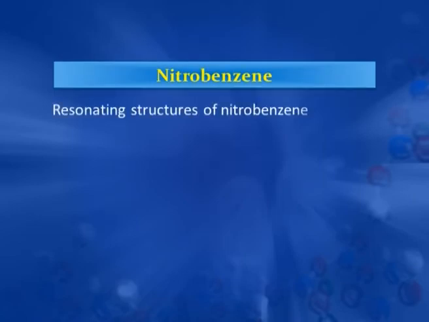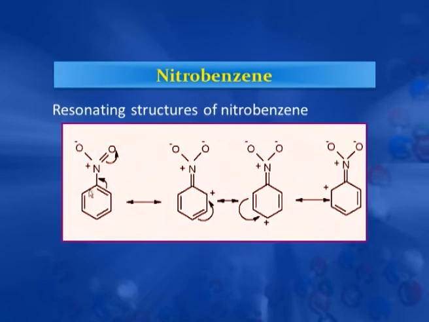Now, the next case is nitrobenzene. Here the nitro group is attached to the benzene ring. If we see the resonating structures of nitrobenzene, we see this nitro group withdraws electrons from the benzene ring, due to which a positive charge comes on ortho and para positions.